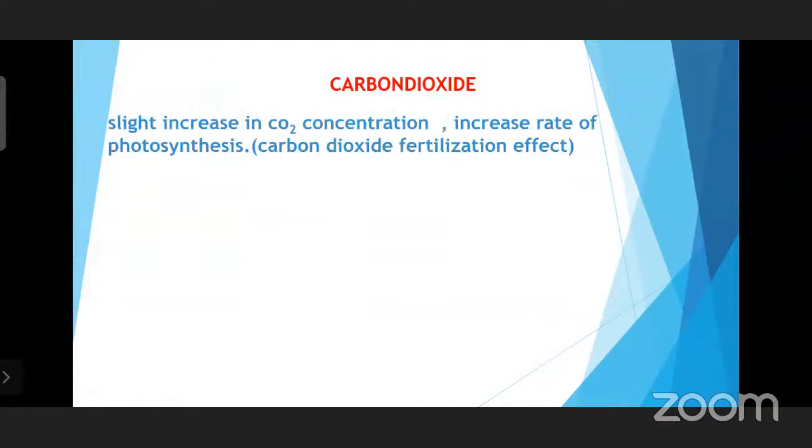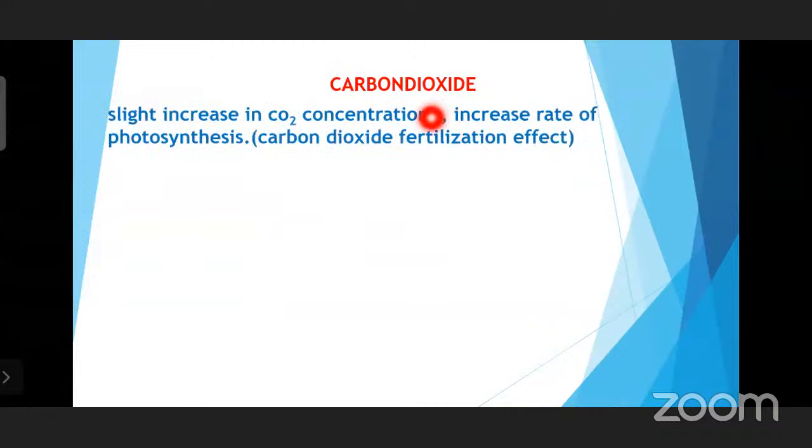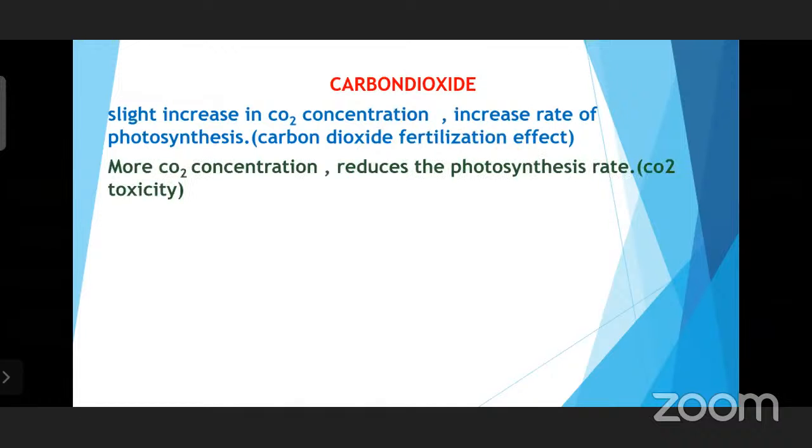Carbon dioxide is also very important. If the carbon dioxide concentration increases slightly, it will increase the rate of photosynthesis, which is called the carbon dioxide fertilization effect. But with more carbon dioxide, there will be carbon dioxide toxicity that will reduce photosynthesis.